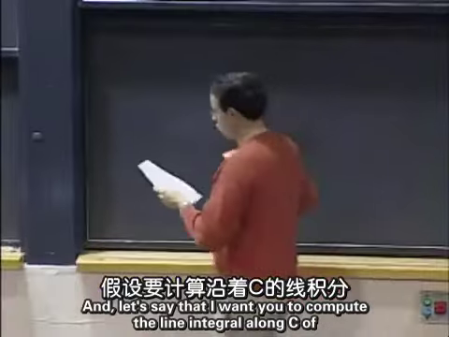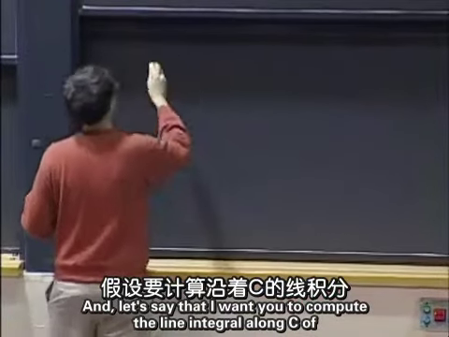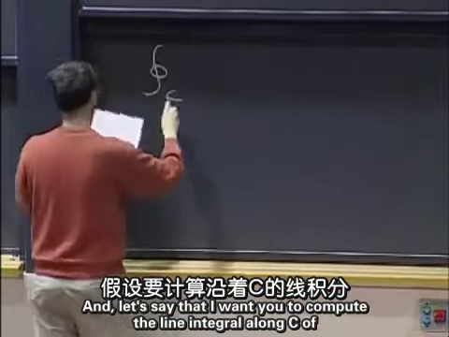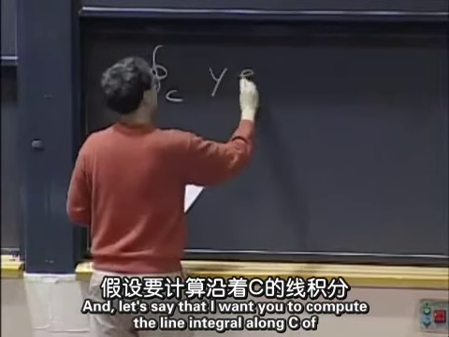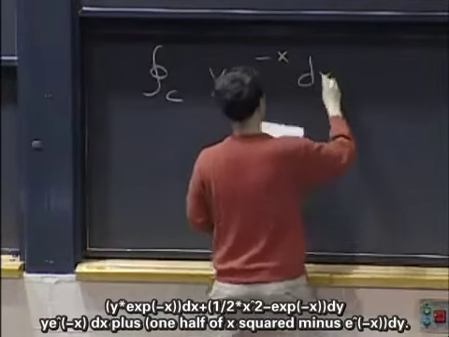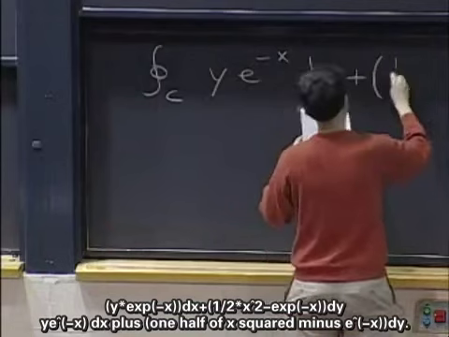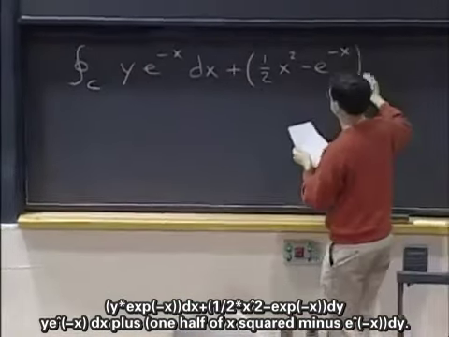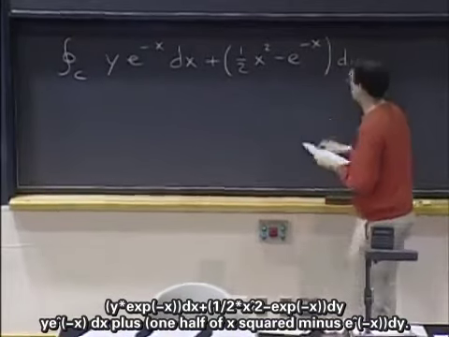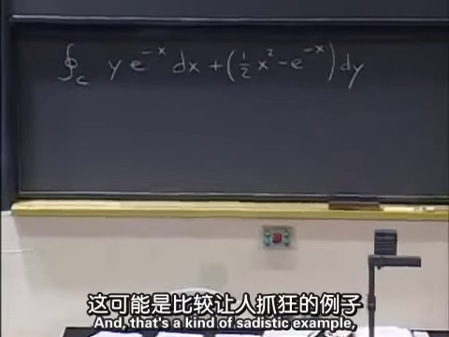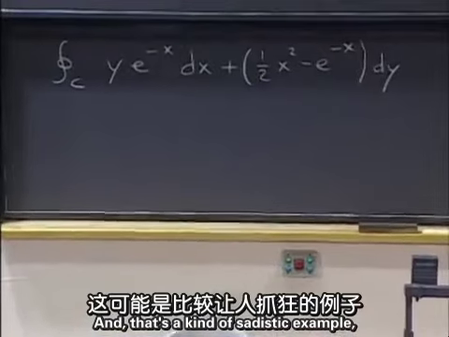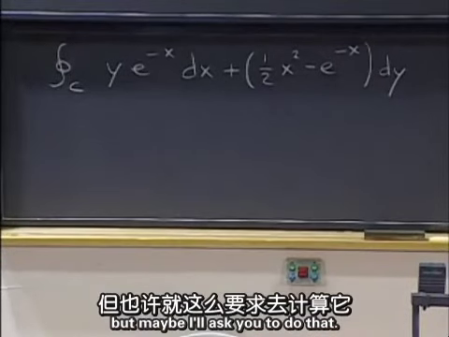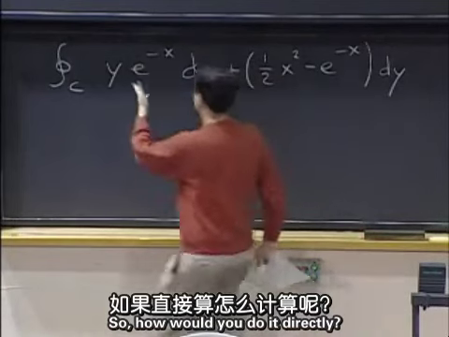And let's say that I want you to compute the line integral along C of y e to the minus x dx plus 1/2 of x squared minus e to the minus x dy. And, that's a kind of sadistic example, but maybe I will ask you to do that. So how would you do it directly?